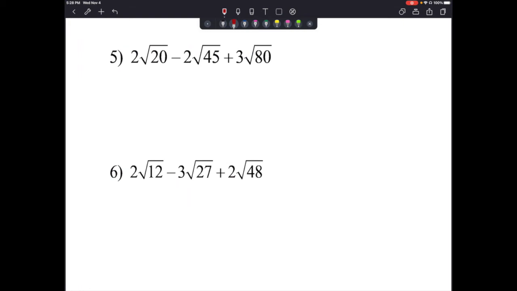Number 5, okay, these ones aren't any different. These are just practice. So once you feel like you have it down, maybe pause the video, try them, then fast forward through to see if you get the correct answer.